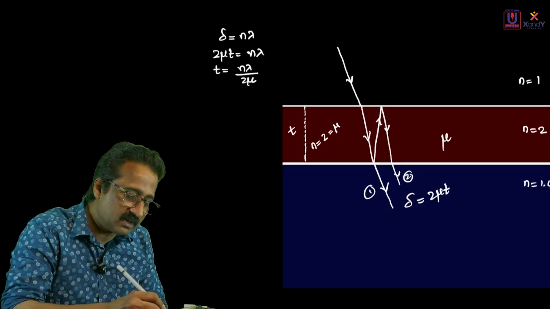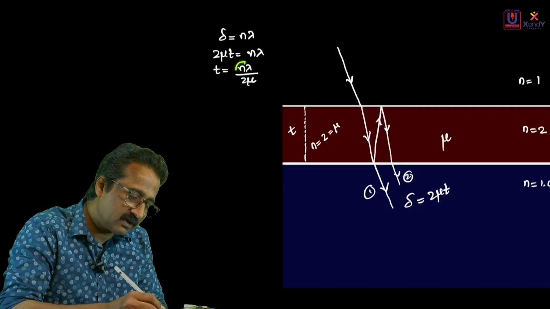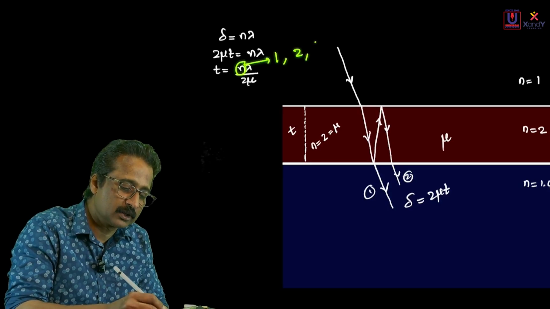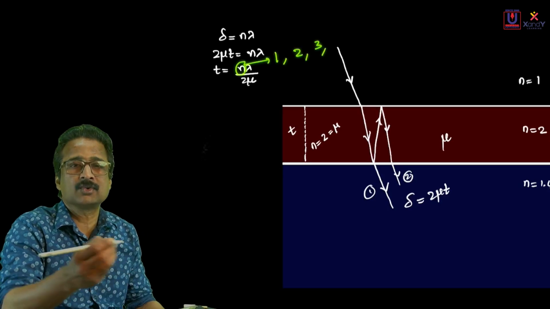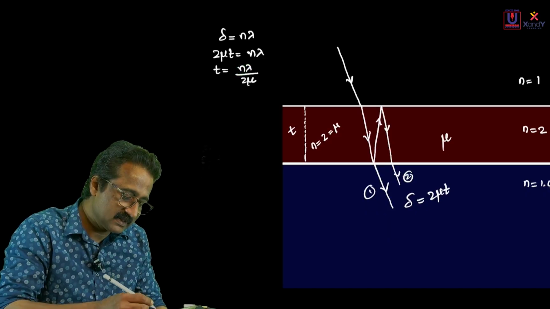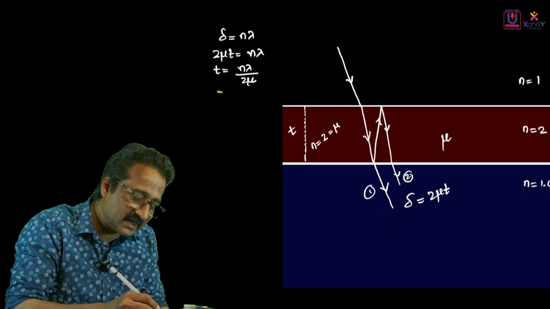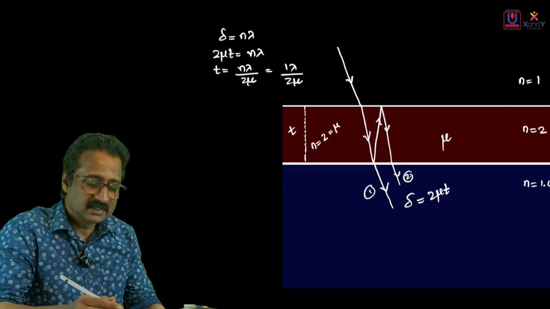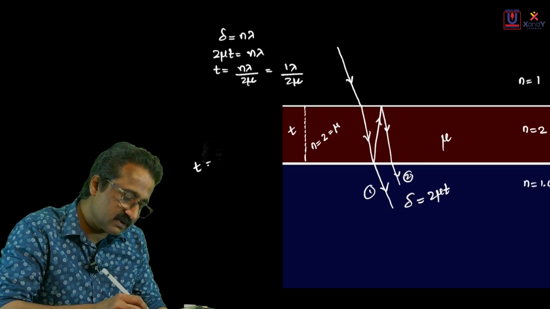If you are required to find minimum thickness, then give the value for n as 1. If you want to find the next thickness, n is equal to 2, the next thickness, n is equal to 3, and so on. And here, this is minimum thickness, so you must give n as 1. So finally, this is my answer. It is 1 lambda divided by 2 mu. That is it. So the minimum thickness t is given by lambda by 2 mu in this question.